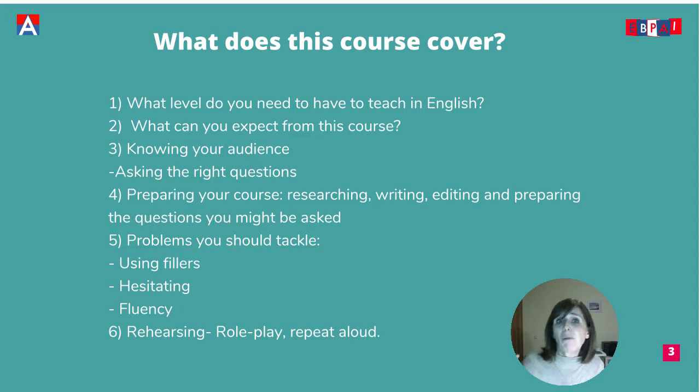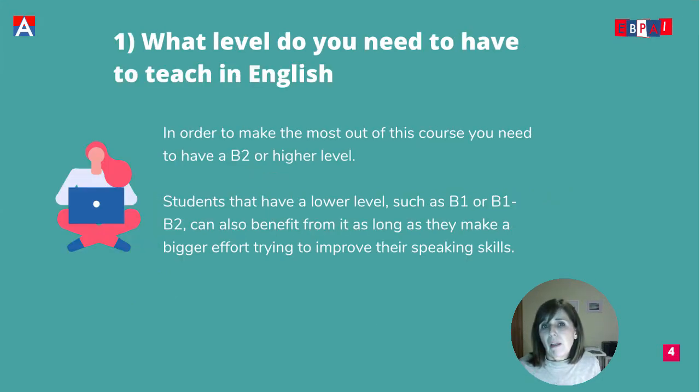Now, let's see what the course covers. First, what level you need to have to teach in English. 2, what can you expect from this course? 3, knowing your audience. 4, preparing the course. 5th, problems you should tackle. And the 6th item is rehearsing, role play, and repeat aloud. Now, let's talk about the level that you need to have to teach in English.